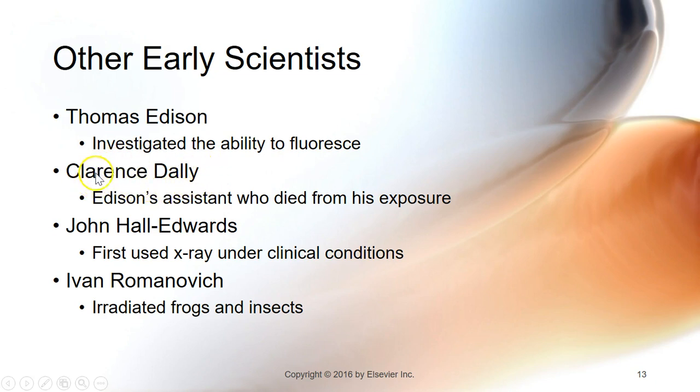Clarence Dally was Thomas Edison's assistant, and he was using him to practice on, and he actually died from the exposure. Clarence got so many burns on his arms and his hands that he got a cancer from them. They amputated both arms to try and save his life, but it didn't. He still passed away from it.